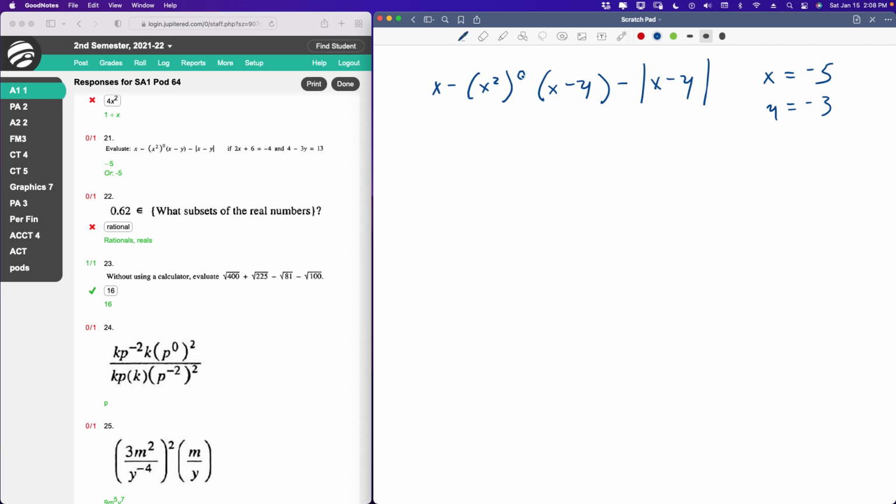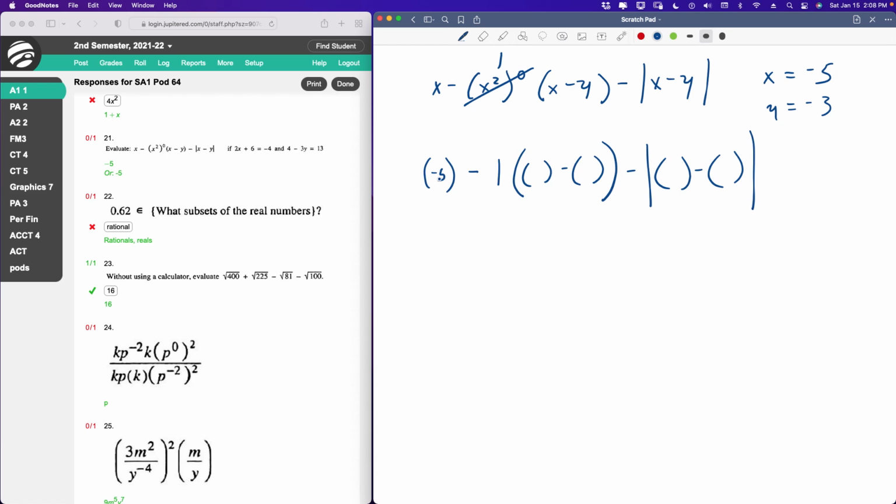X squared to the 0, that's 1, right? That's 1. So we don't have to do anything with this at all. So x as a bucket minus 1, another bucket, minus bucket, bucket. Now we worry about what the buckets were. X is negative 5. So negative 5 goes in here, it goes in here, and it goes in here. Negative 3 goes in here, and it goes in here. Right?